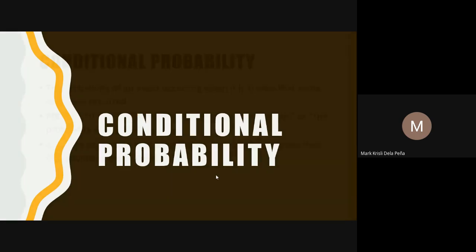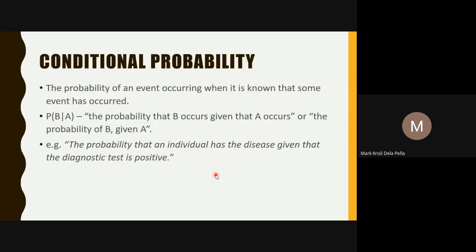When we say conditional probability, it's getting the probability of an event provided that another event had occurred. Say, for example, we have an event A and an event B. In order for us to determine the probability of event B using conditional probability, event A should have occurred. For example, if we want to find the probability that an individual has the disease given that the diagnostic test is positive.